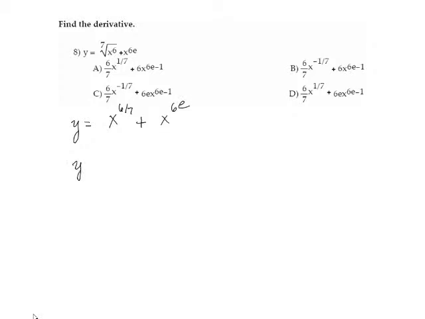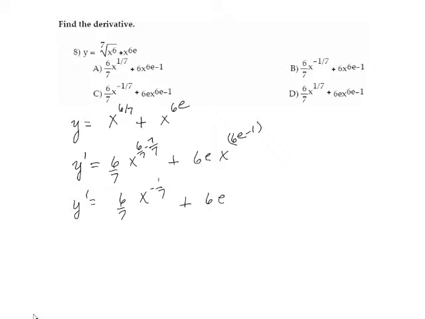Using the power rule now, you get y prime is equal to 6/7 x to the 6/7 minus 7/7 plus 6e x to the 6e minus 1. So y prime is equal to 6/7 x to the minus 1/7 plus 6e x to the 6e minus 1, which is answer C.